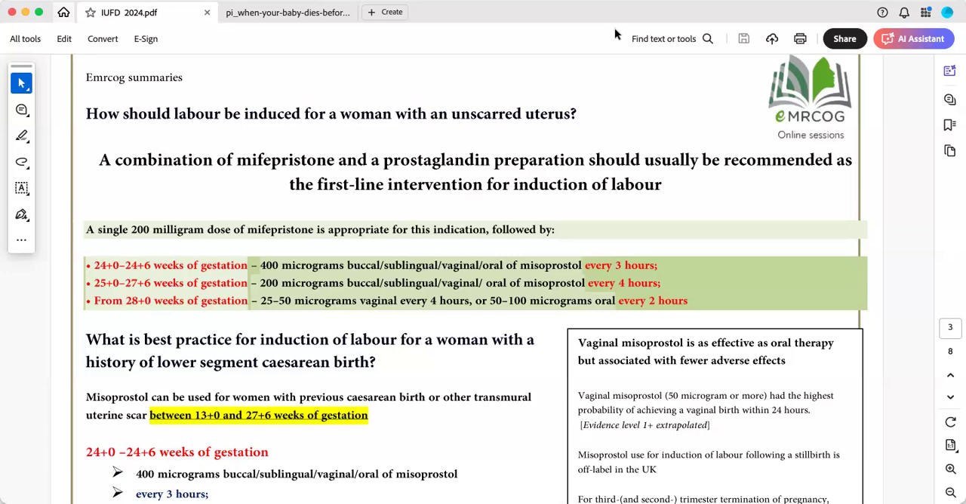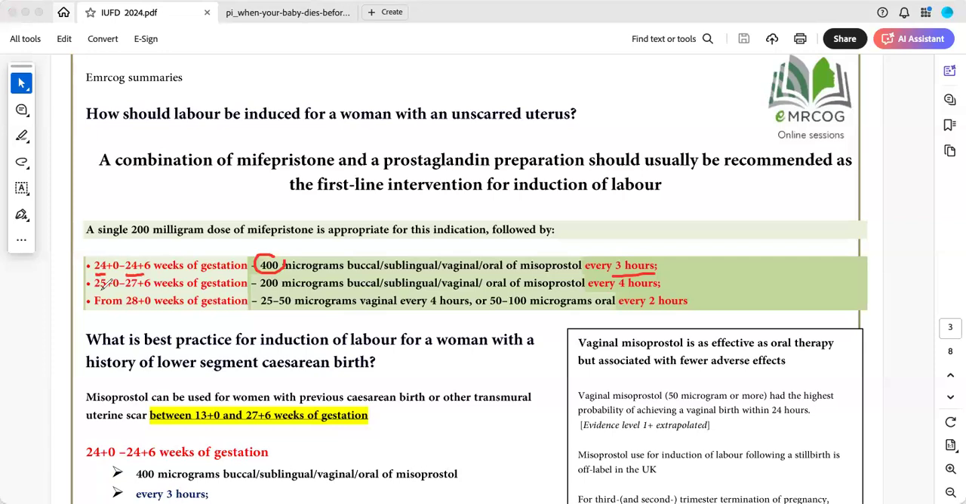So the fixed dose that I will start with is a single 200 milligram dose of mifepristone, which is appropriate for this indication, followed by misoprostol, whose dose changes according to gestational age. From 24 to 24 plus 6 weeks of gestation, I will use 400 microgram of buccal, sublingual, vaginal or oral misoprostol every 3 hours. So it will be 400 every 3 hours.